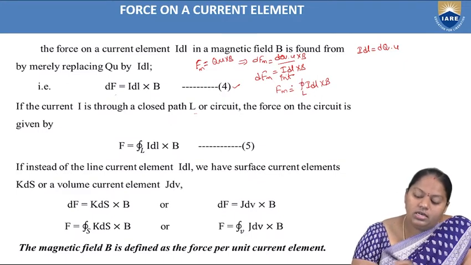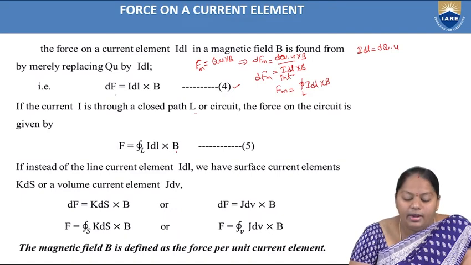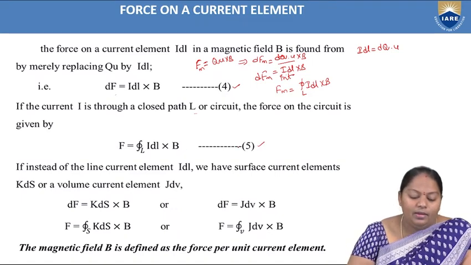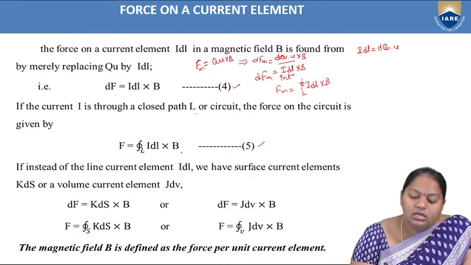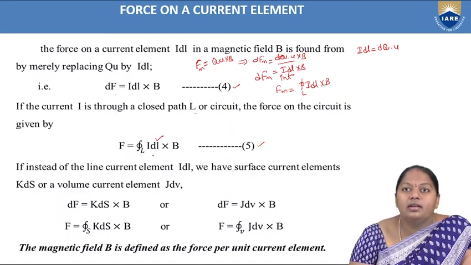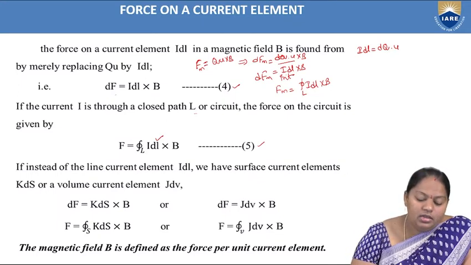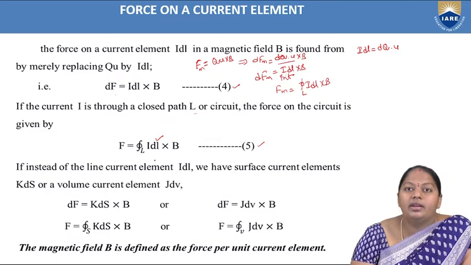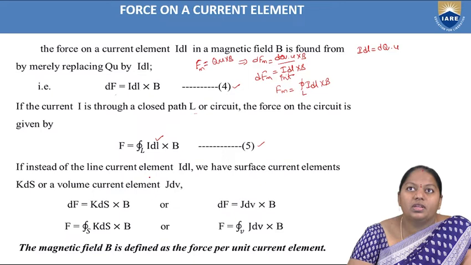So, closed line integral, hence F equals the closed line integral of L I dl cross B, and this is equation number 5. Now, till now we have considered the current element, meaning the line current I dl. Suppose instead of this line current you have surface current or volume currents, then we just replace I dl by K dS for surface current and J dV for volume currents.